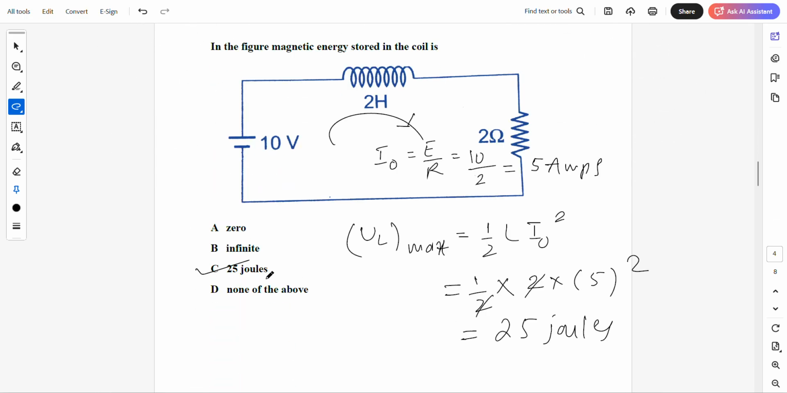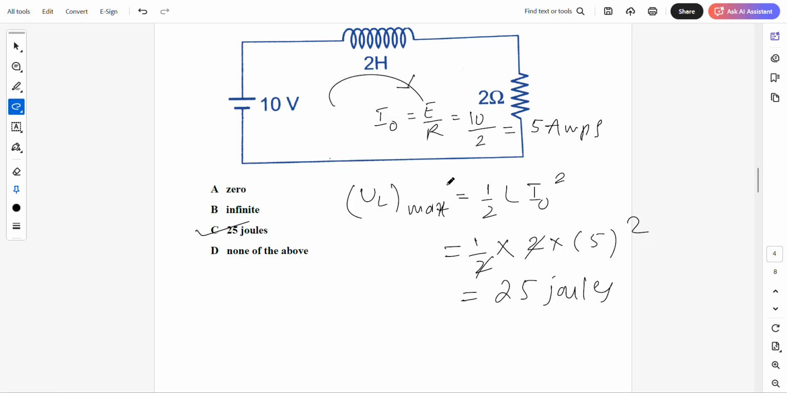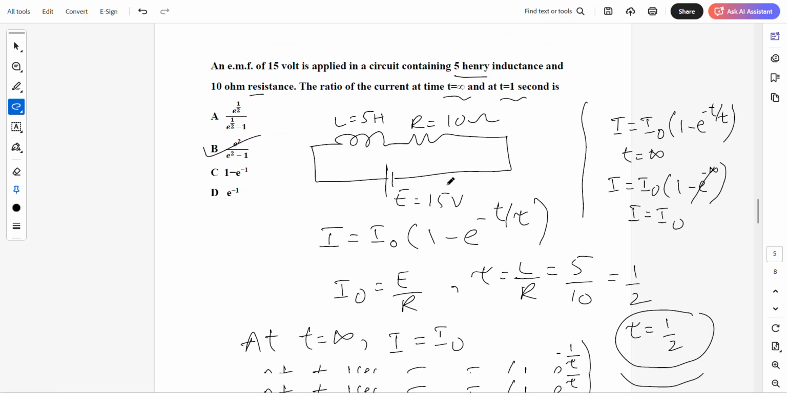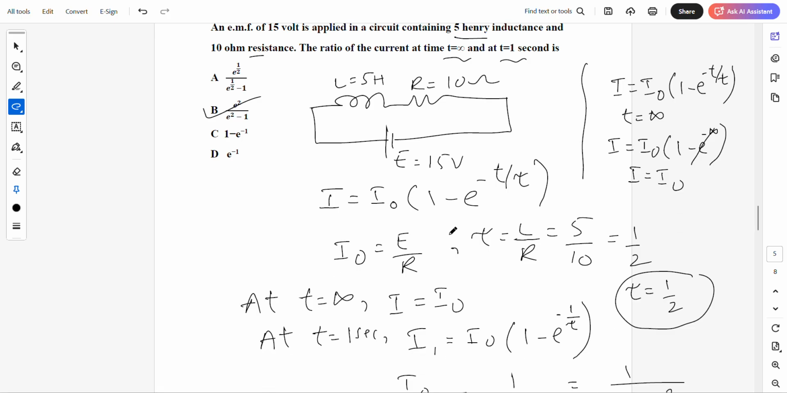Now, in the third problem, this is a direct problem based on the formula. Okay, you have to calculate the magnetic energy stored in the coil, half L I naught square. I naught formula, E by R, that is the maximum current, or that is the current at T is equal to infinity, after a long time. Understood?